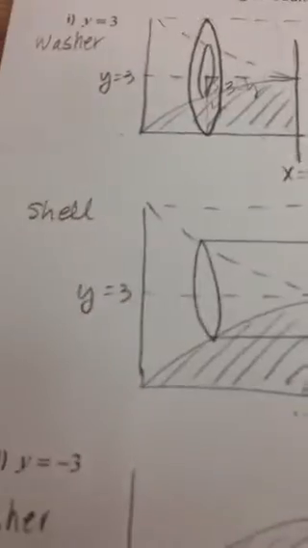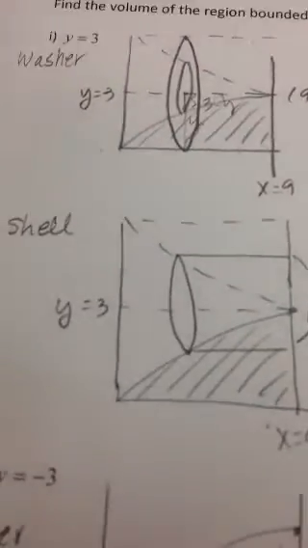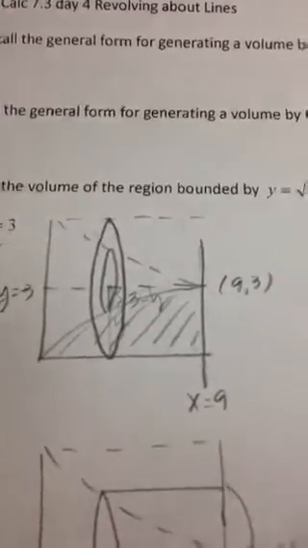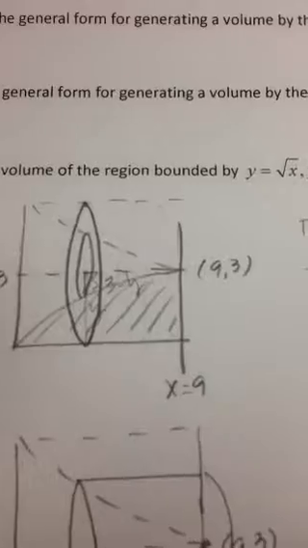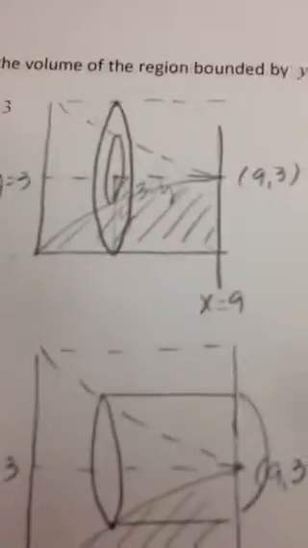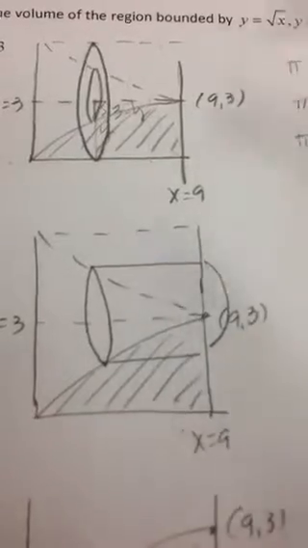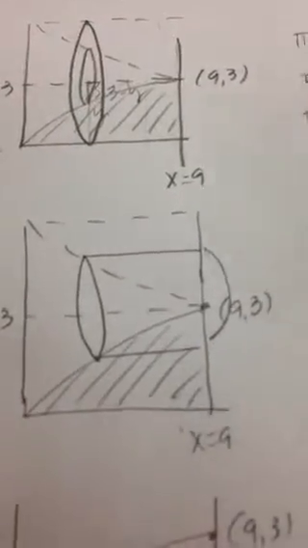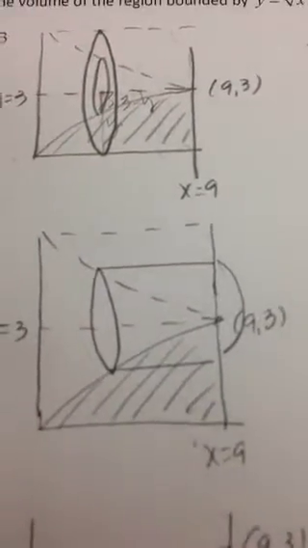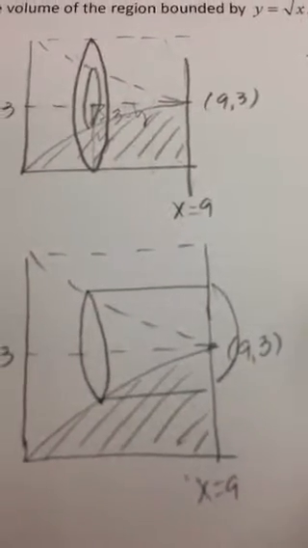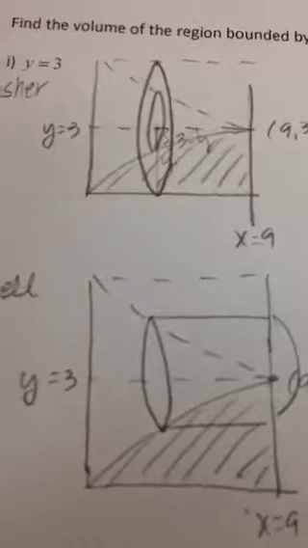The second method that I'm going to use is the shell method. I know this is calculated using 2 pi r h, and when I look at this, I can see that these are going to be generated vertically, so this will be a dy situation. My bounds then are 0 to 3.